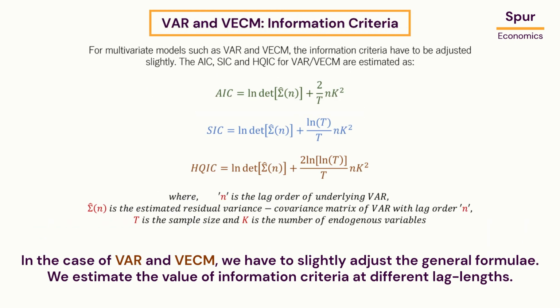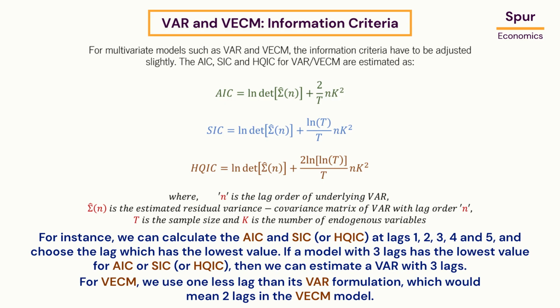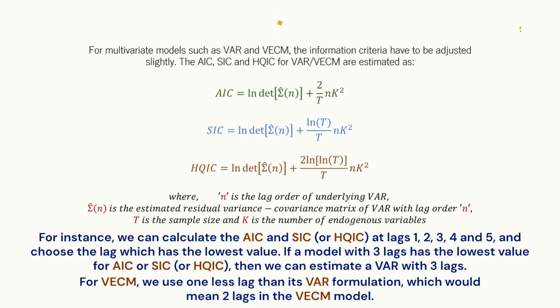In case of VAR and VECM, we have to slightly adjust the general formulae. We estimate the value of information criteria at different lag lengths. For instance, we can calculate the AIC and SIC at lags 1, 2, 3, 4 and 5, and choose the lag which has the lowest value. If a model with 3 lags has the lowest value for AIC or SIC, then we can estimate a VAR with 3 lags. For VECM, we use 1 less lag than its VAR formulation, which would mean 2 lags in the VECM model.